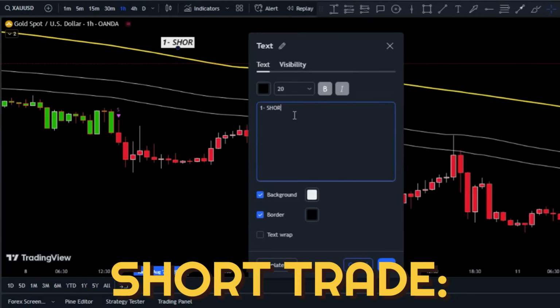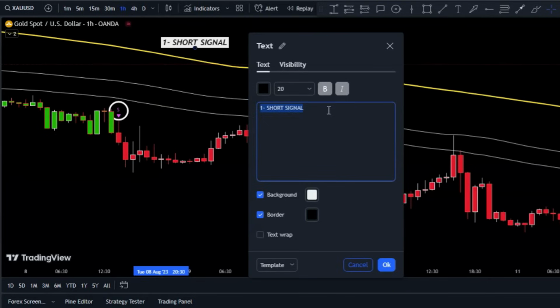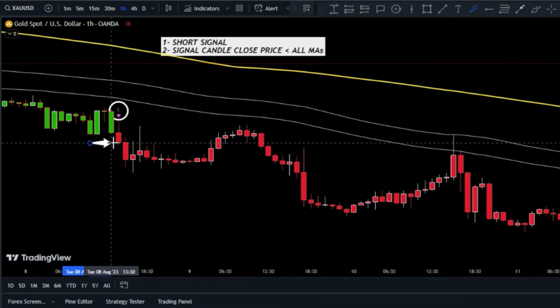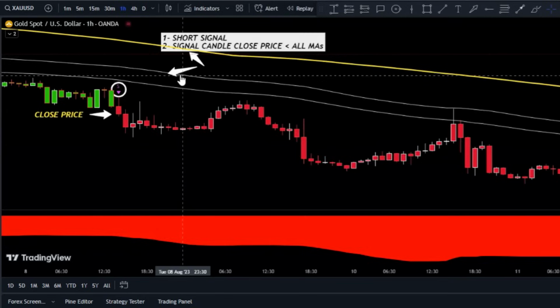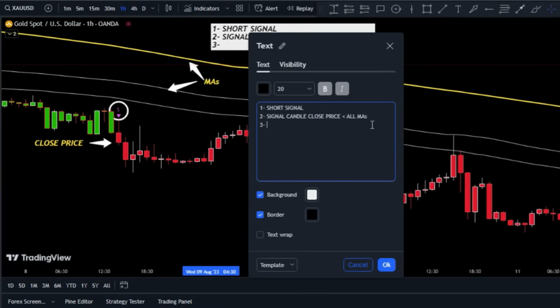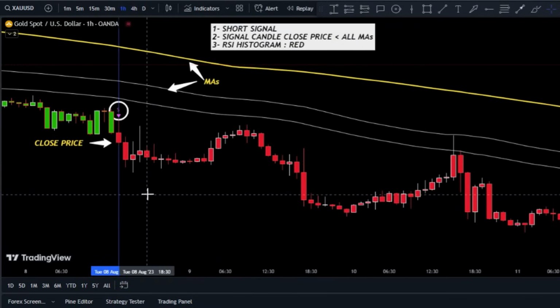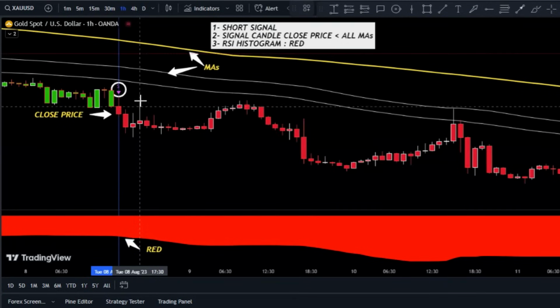And to take a short trade, first we patiently watch for a sell signal to emerge on the chart. Next, the closing price of the signal candle needs to be positioned under all the moving averages, confirming a downtrend is in place. Additionally, the RSI histogram area must be red to approve the signal. When all these criteria are met, we can execute the short trade.